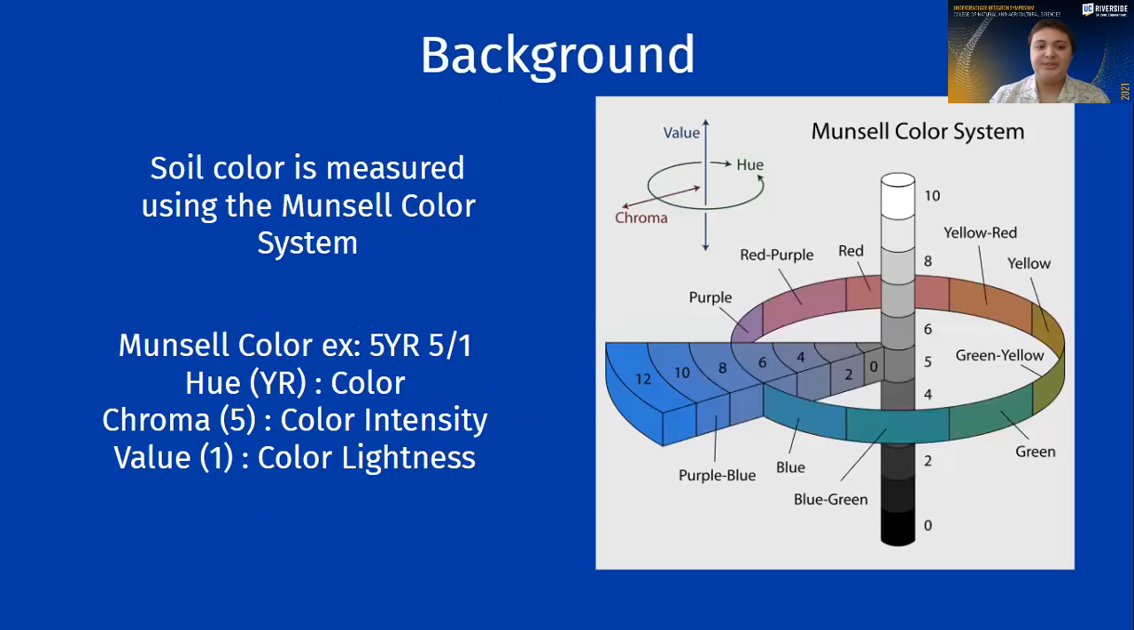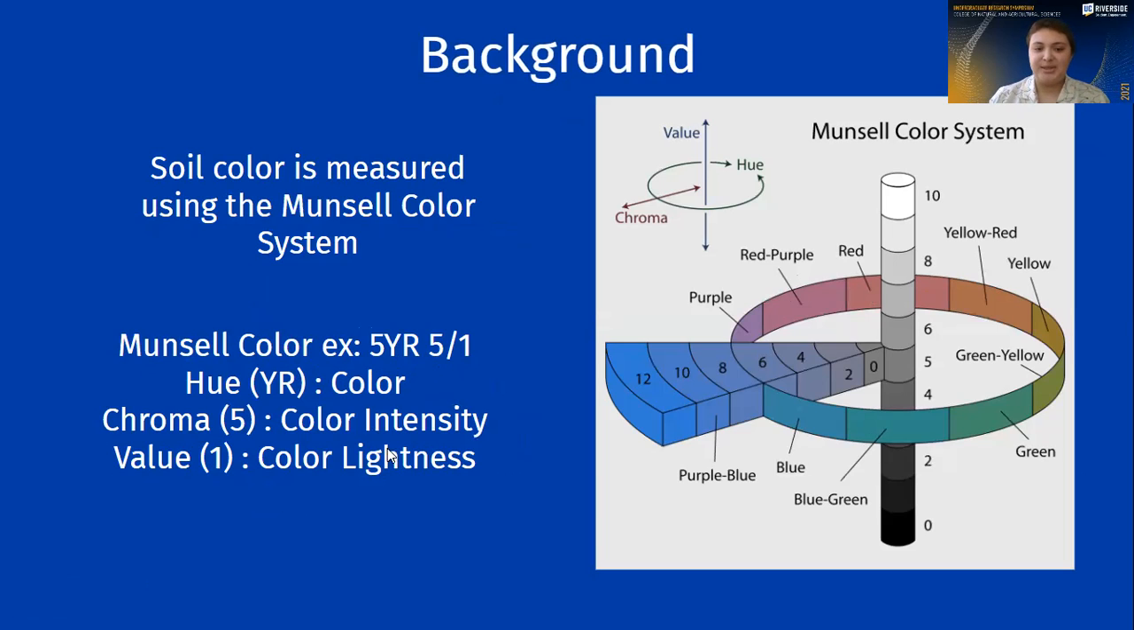Soil color is measured using the Munsell color system, which is pictured here on the right. It works on these three axes. I'll just go through an example to explain how it works. In this example, the color is 5YR 5/1. First, you would identify the hue, which is just the overall color of the soil, and that is the main color of the soil. There may be other pockets of color in the soil, but we just want the main matrix color of the soil.